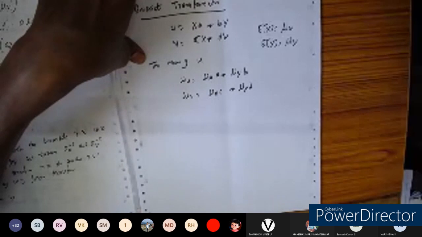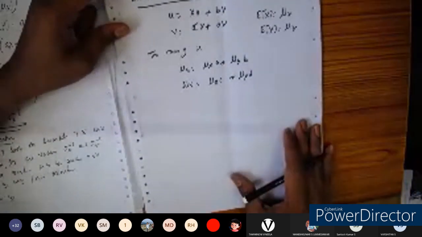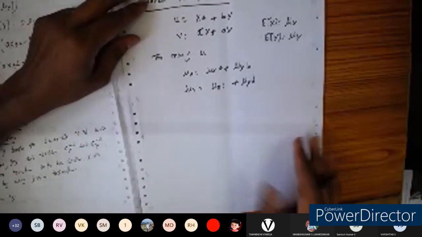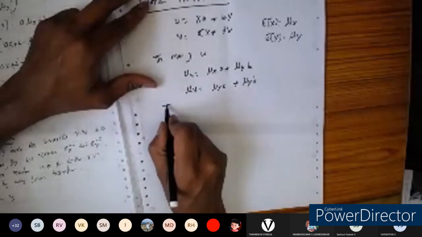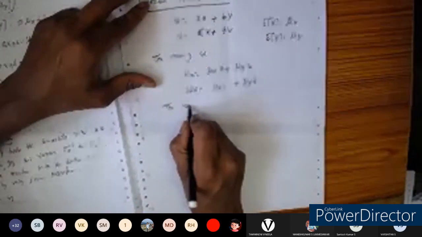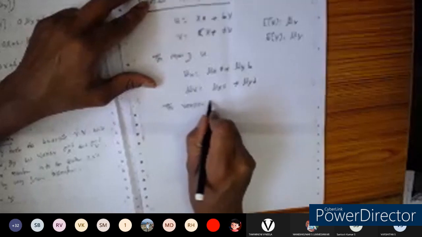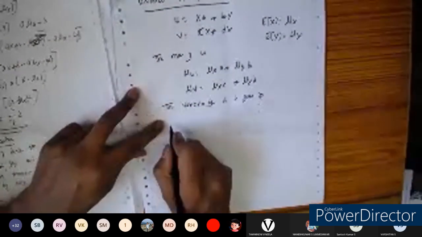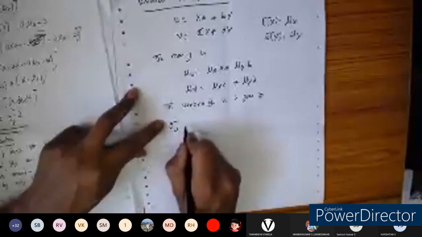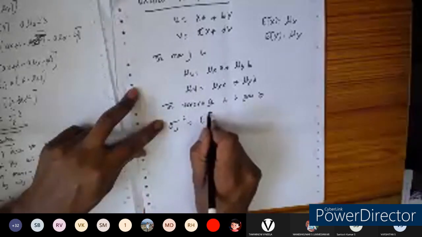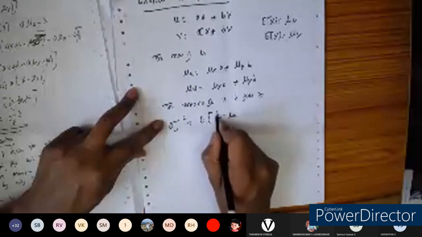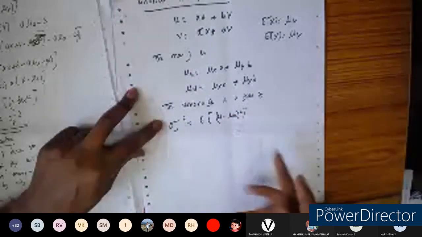Now we are going to find out the variance of u. If you have not taken it, the variance of the random variable u is given by sigma u square. This is nothing but the expectation of the difference between the random variable u and its mean mu u.